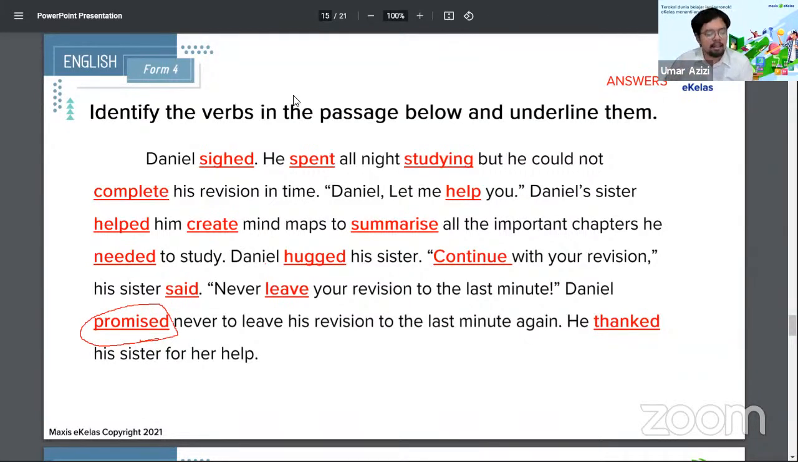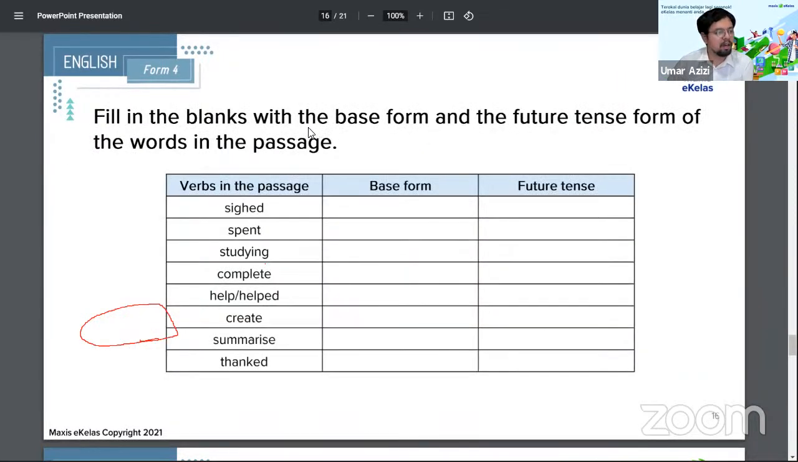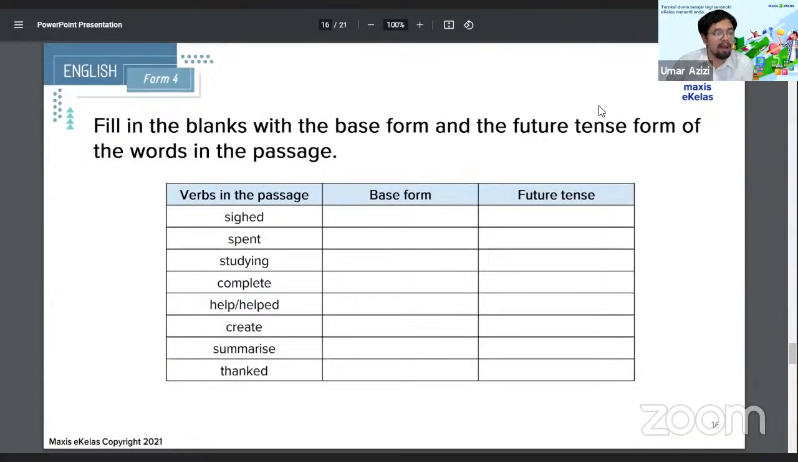All right, that's it for today. I don't want to push it further. I think this is the last thing you need to do, which is fill in the blanks with the base form and the future tense form of the words in the passage. I won't be going through it one by one with you right now. It's 5:25. However, I will share with you the answer. You don't have to try this one, but I would recommend that you at least read through the answers so you have a better understanding of what it looks like. Of all the verbs we found, we want the base form and the future tense. So I'm going to quickly share with you right now the answer.